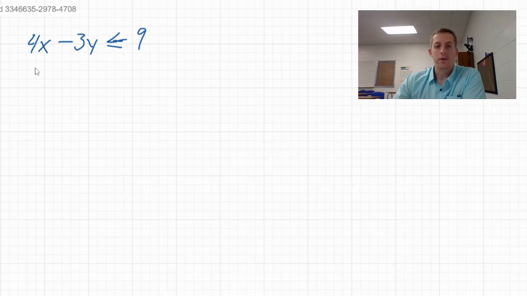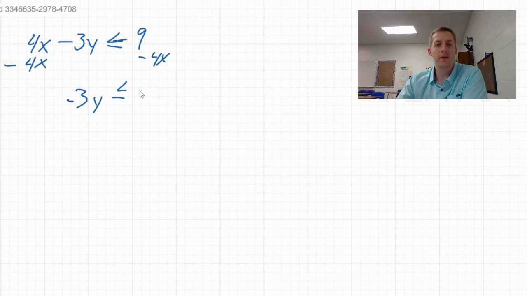So what do I need to do first? Well, we're just going to solve it like any other equality that we have. So any kind of just normal function. We're going to have to first subtract 4x from both sides. Okay, I'm going to bring everything down. -3y is less than or equal to -4x plus 9.